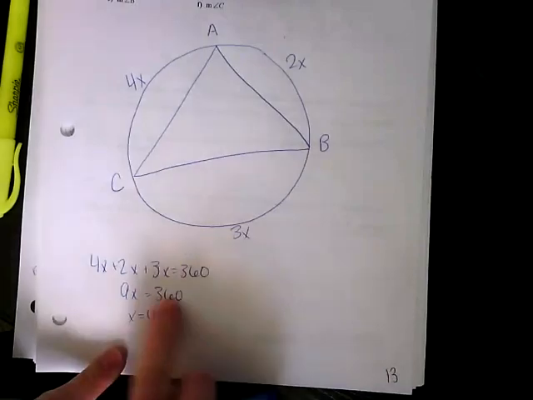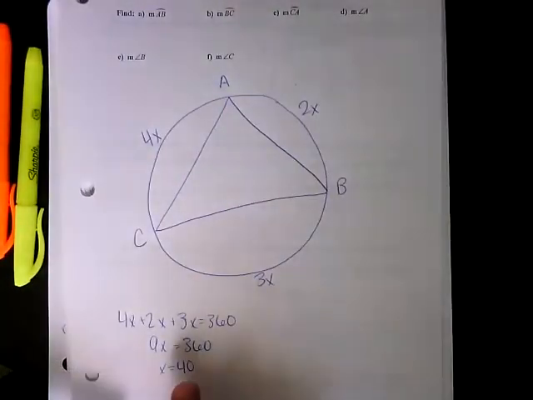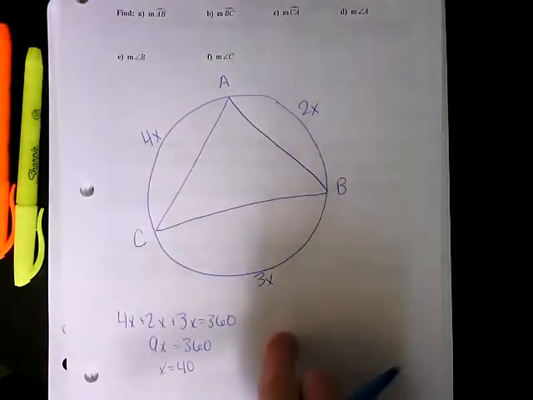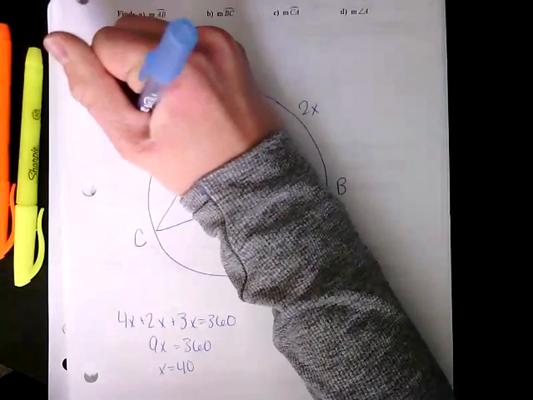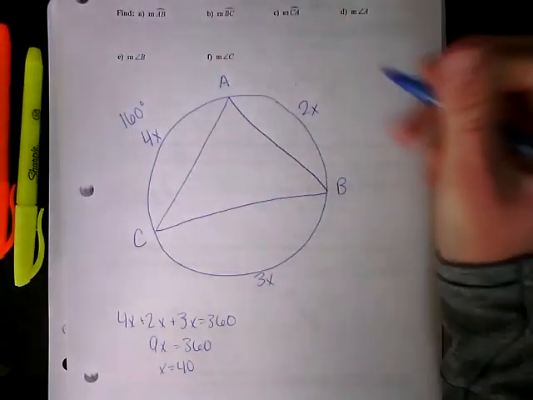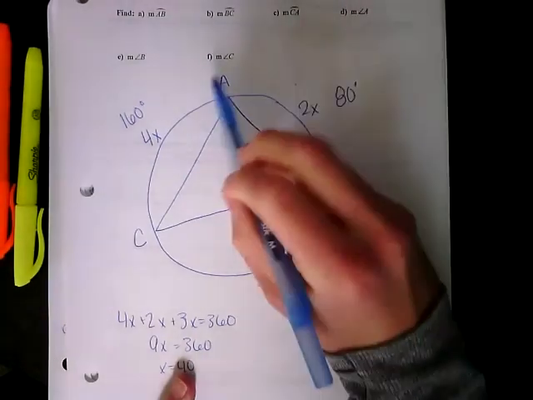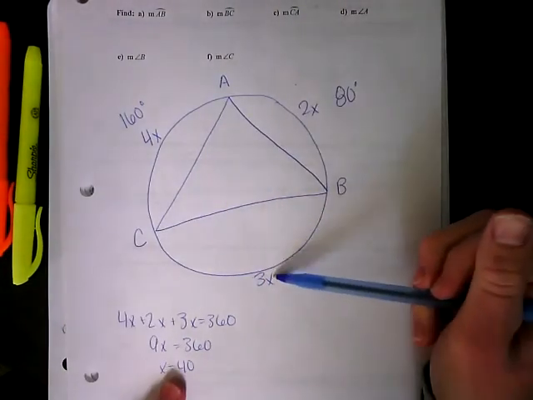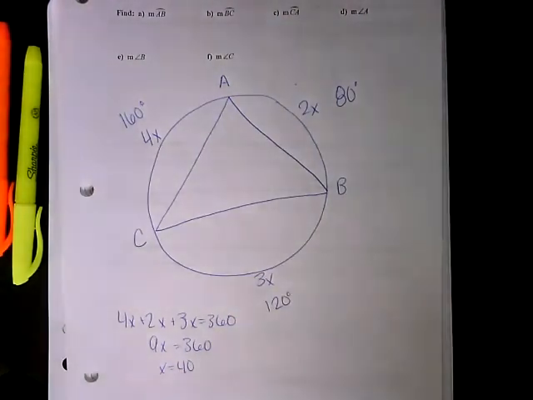Now to find the measure, we just go back and plug in 40 for x. So 4 times 40 is 160, so the measure of this arc is 160. 2 times 40 is 80, so the measure of this arc is 80. 3 times 40 is 120, so the measure of this arc is 120. So now we know the measure of the arcs, and we can answer these questions.